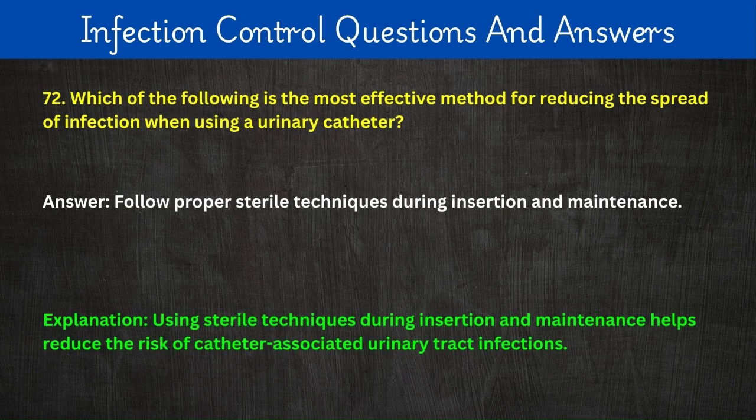72. Which of the following is the most effective method for reducing the spread of infection when using a urinary catheter? Answer: follow proper sterile techniques during insertion and maintenance. Explanation: using sterile techniques during insertion and maintenance helps reduce the risk of catheter-associated urinary tract infections.